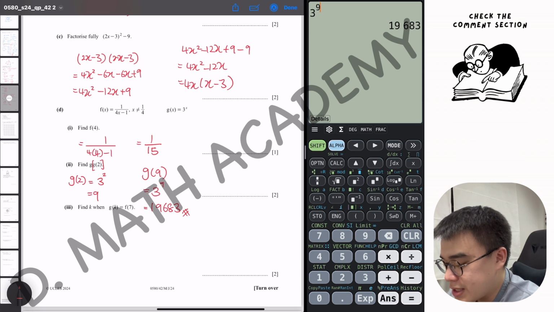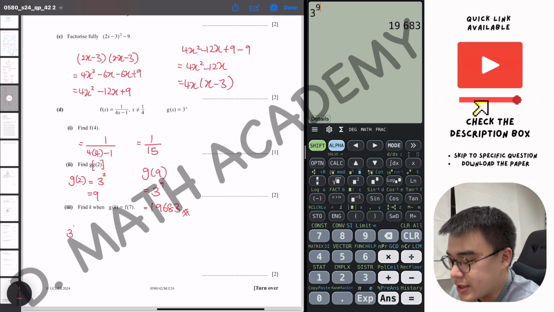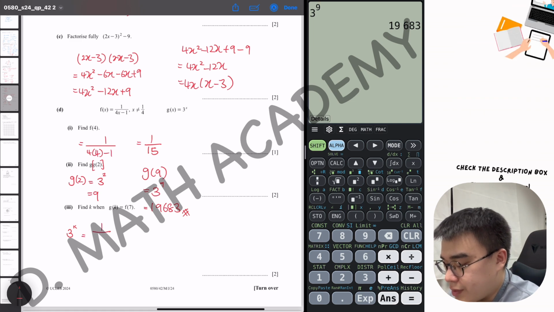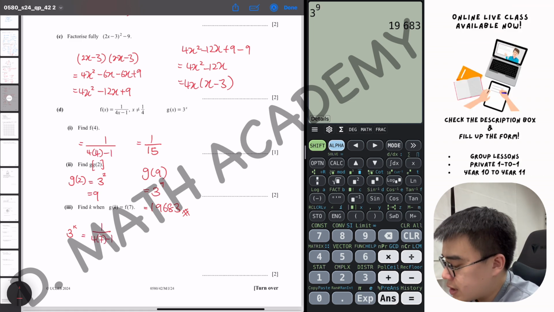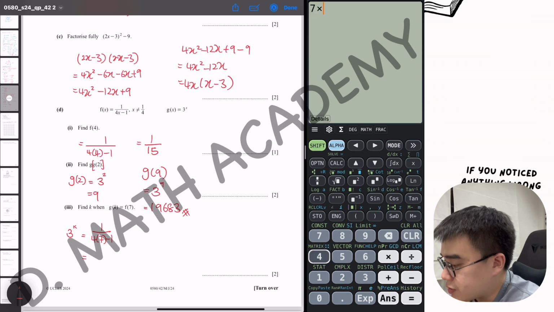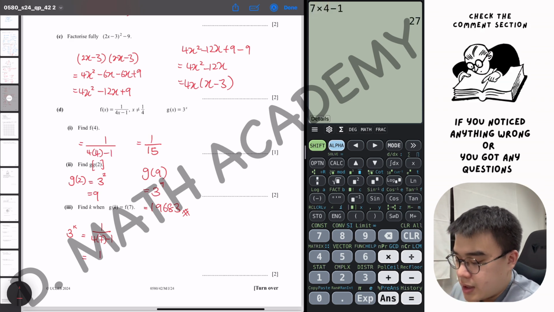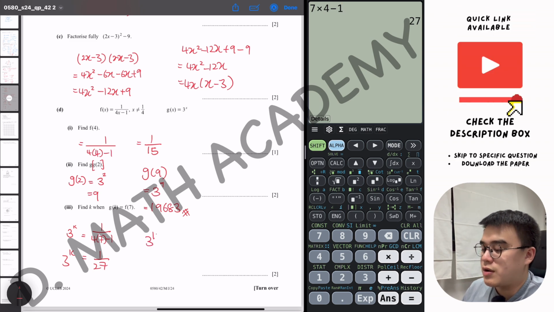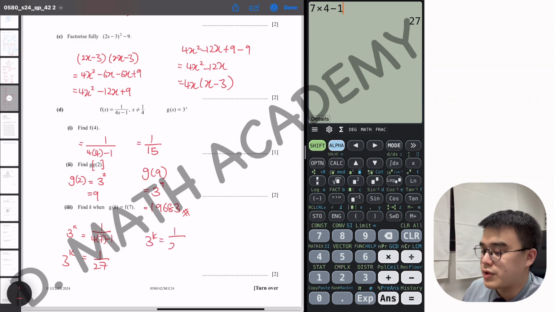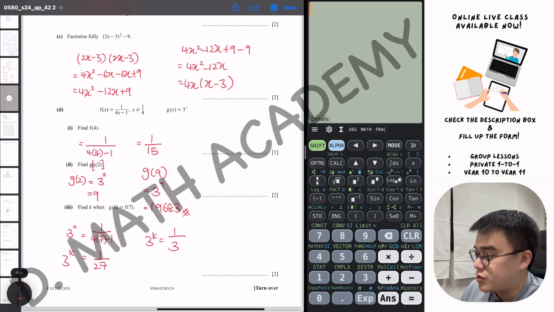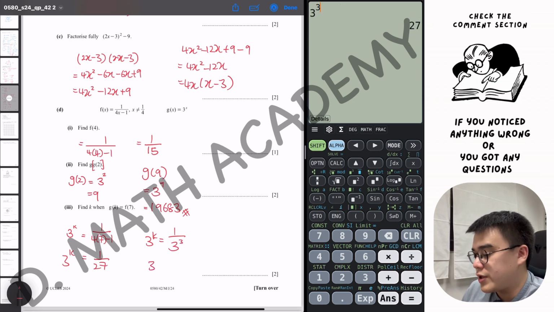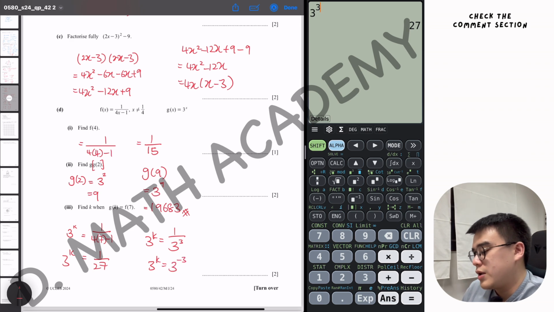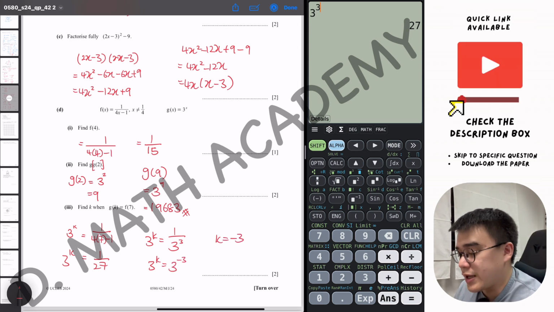Okay, next one is GK. GK is just telling us that the x will be replaced as k. For the 7, however, you have to do it manually. 7 times 4 minus 1 is 27. Okay, so 3 to the power of k equals 27. What normally students will do now is to change the 27 into something related to 3. It's actually 3 to the power of 3. And when you bring it up to the numerator, it becomes negative 3, resulting that our k is actually negative 3.